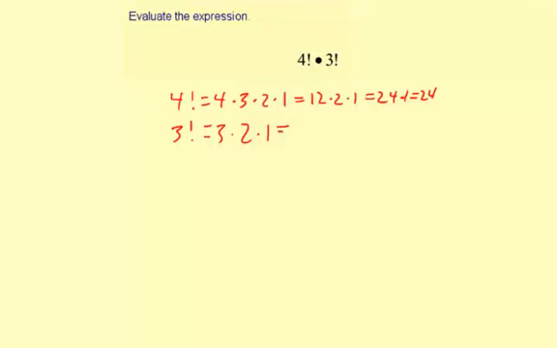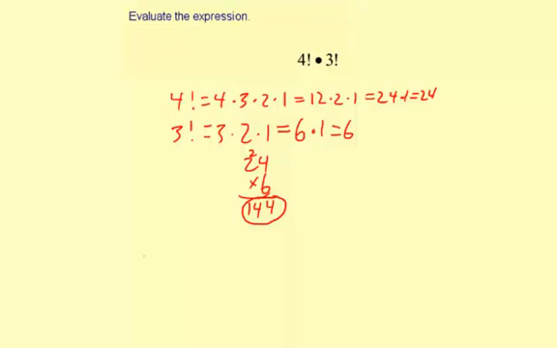3 factorial is 3 times 2, which is 6, and then times 1. 6 times 1 is 6. So 4 factorial times 3 factorial is 24 times 6. 4 times 6 is 24, carry the 2. 2 times 6 is 12, plus 2 is 14. So 4 factorial times 3 factorial is 144.